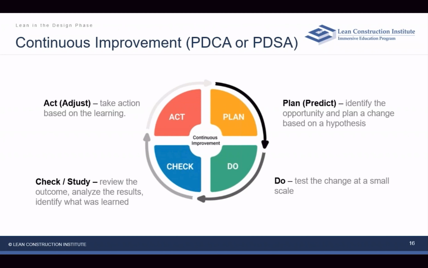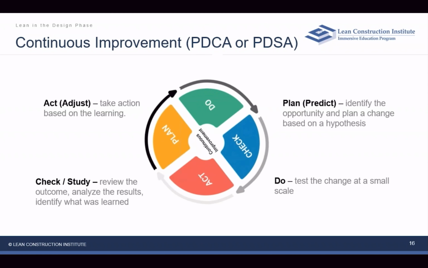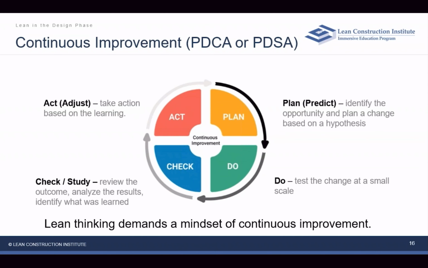And then we do it, we test it, and then we check, we study those results and see what those outcomes are and what we learned, and then we act and adjust. It just becomes this continuous improvement cycle. Lean thinking demands this mindset of continuous improvement, so this is foundational to everything that we do.